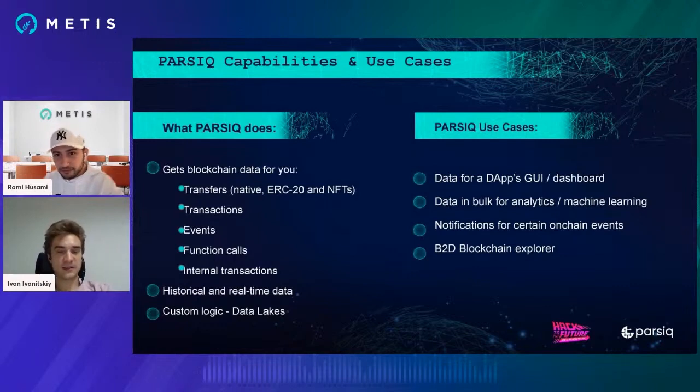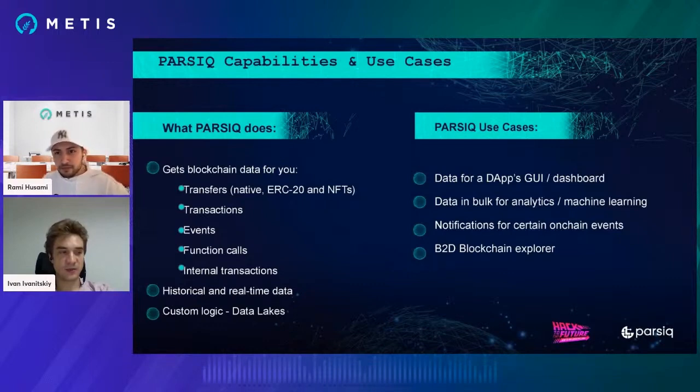What PARSIQ does, it brings you the data both historically, in case you need to look at the history of the blockchain of interest, such as Metis, for instance, or it also works in real time. So in case you need notifications or some data to be pushed, let's say, to your dashboard to notify your users, it's also possible, and PARSIQ does it via webhooks. And also, PARSIQ allows not only working with raw data, such as the data that can be found in the block, but also custom data logic.